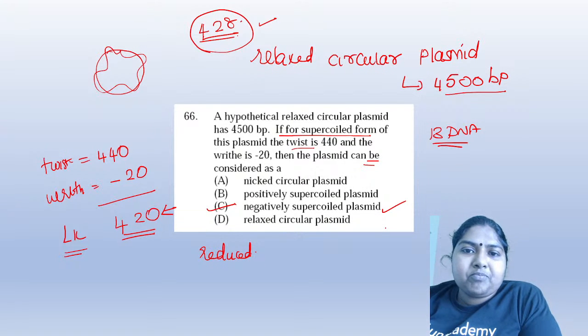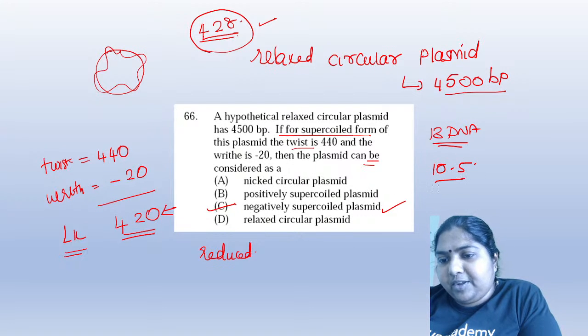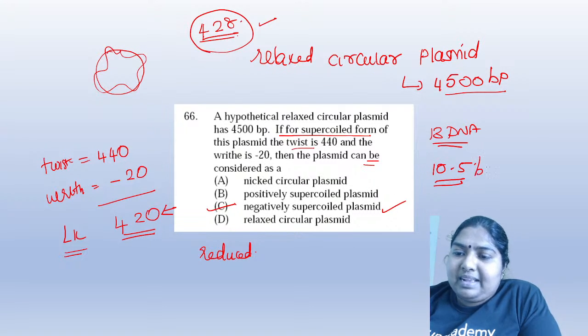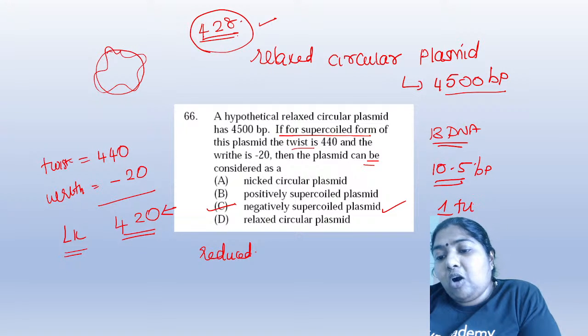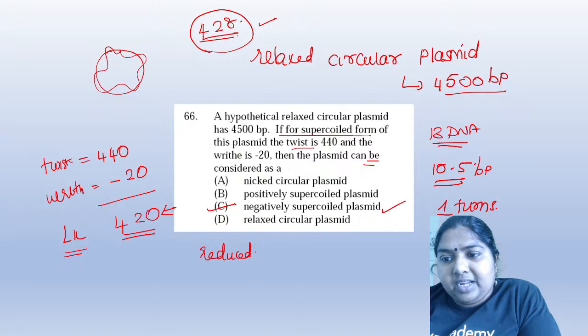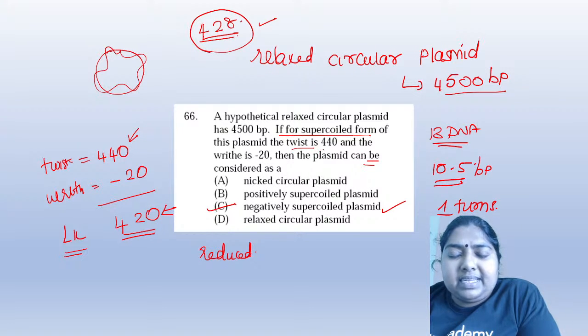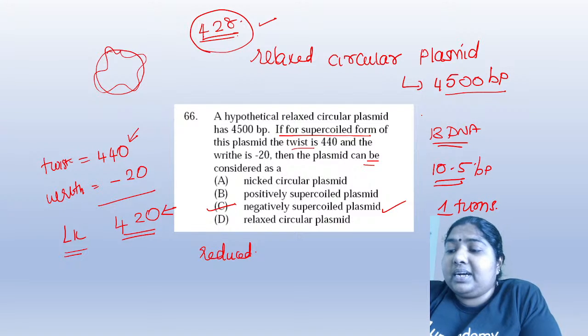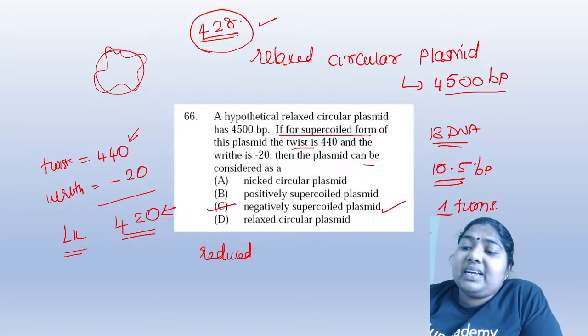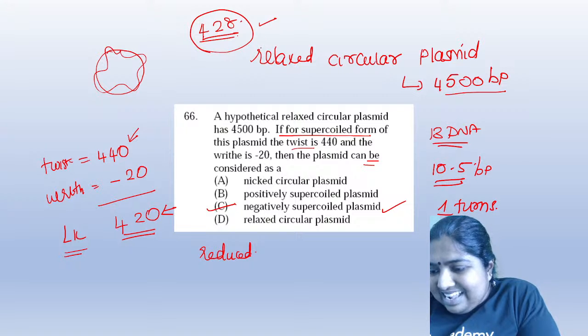Got the logic? Everybody? The key point is you have to know that for B-DNA it is 10.5 base pair per 1 turn. So how many turns are there? Hypothetically, it should be 4500 divided by 10.5, and here they have 428.